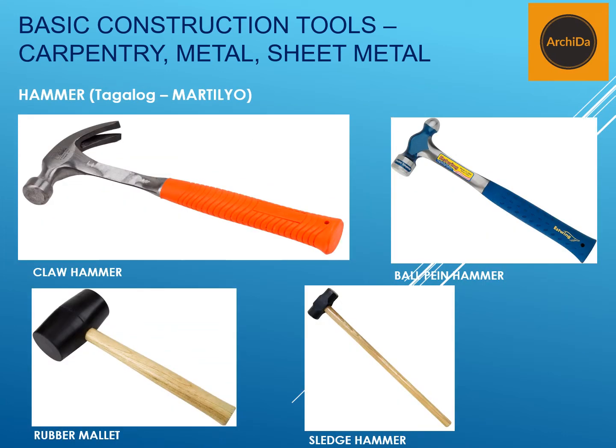Hammer, or in Tagalog, martillo. It comes in different forms. The claw hammer is the most commonly used because the claw at the back is used for taking out the nails. The ball peen hammer is usually used in masonry works. The rubber mallet is used for installation of glass, especially during your installation of windows. Sledgehammer is used for demolition.